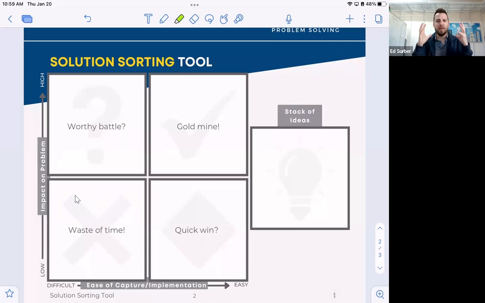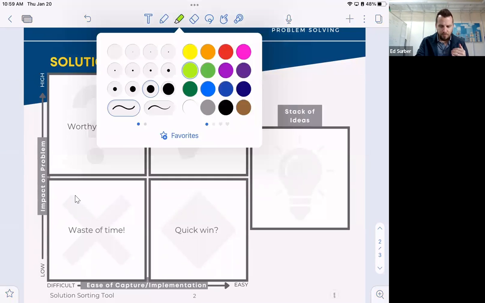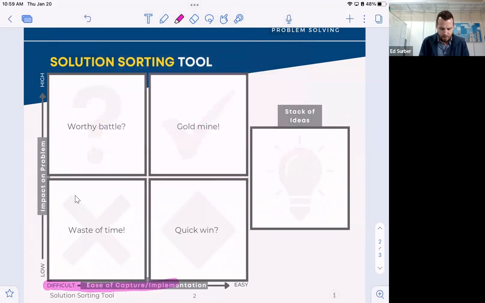And then this is a 2x2 matrix, a very useful, popular way of organizing ideas. We have it organized with ease of capture on the bottom axis, versus impact on the problem. We have low to high on the vertical axis, from the bottom left to the upper left. And then ease of capture goes from difficult to easy, so it's easier the farther right that we go.